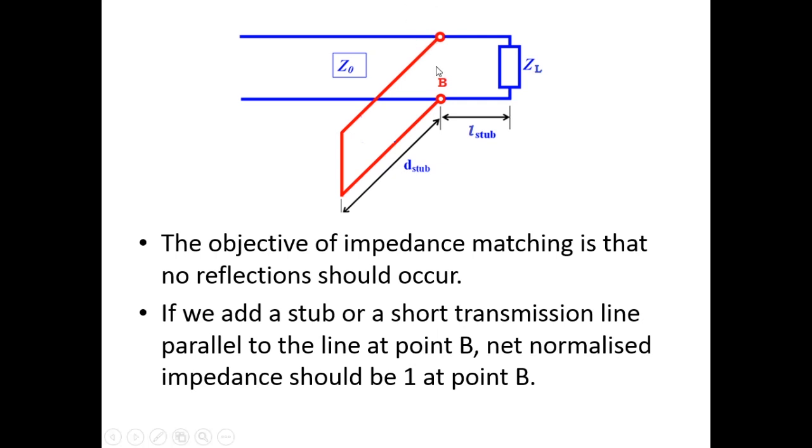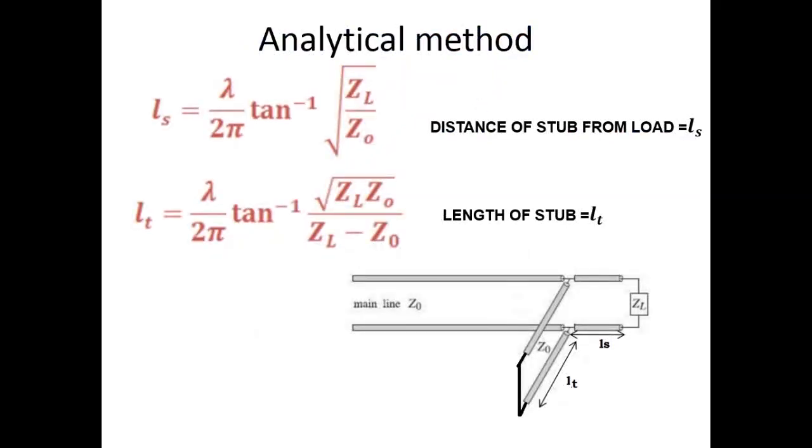So based on that, B can be selected. When we select B, that means we calculate L stub. And we have two methods. Earlier we discussed for calculating reflection coefficient, standing wave ratio, etc. We have two methods. One is the graphical method using Smith chart, and another is the analytical method or the mathematical method. So for stub matching, in the design of stub matching, what do we need? We need to know the length of the stub, and we need to know the distance of the stub from the load. These two parameters have to be calculated.